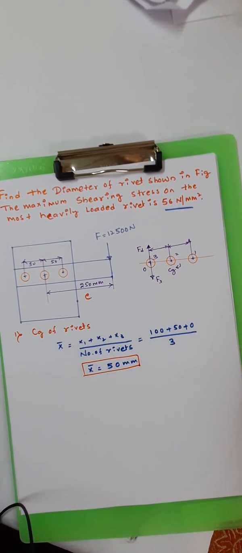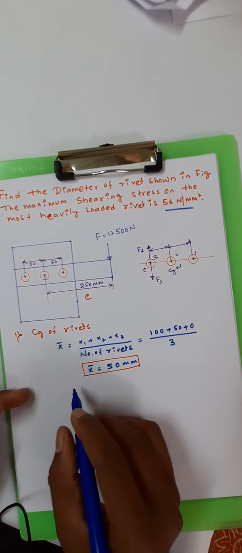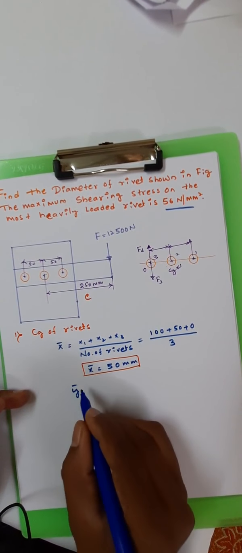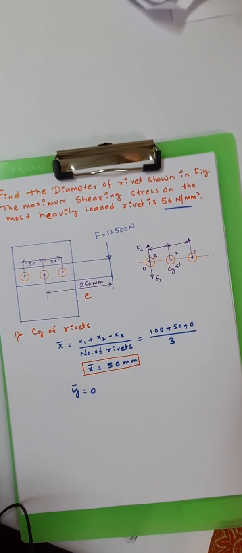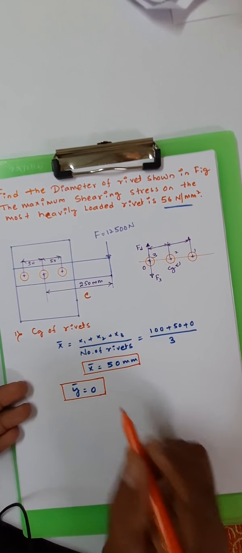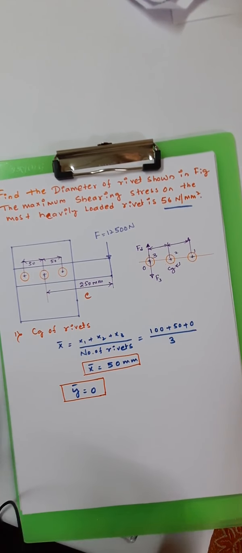Same way we need to find out y bar. Because there is no vertical riveting, y bar is equal to 0. I directly assume that because the vertical rivets are not present in this particular joint.